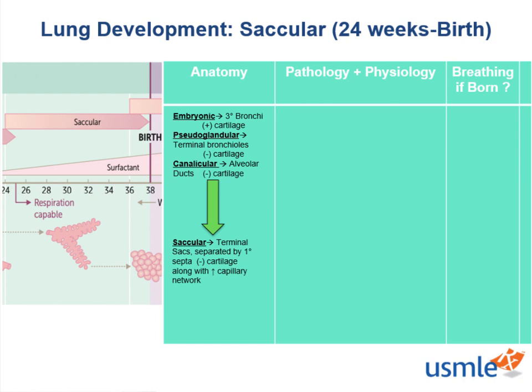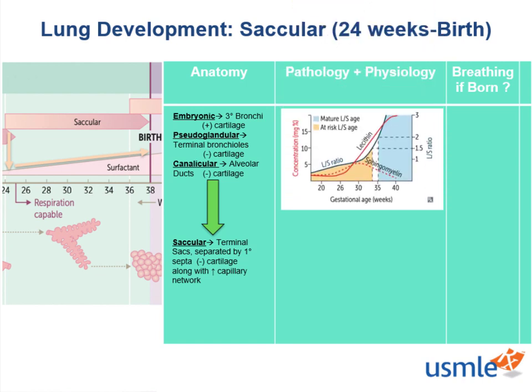Moreover, the capillary network for gas exchange is expanding. Looking at the image on the left, this stage starts with an S because sacs are formed and because surfactant production increases dramatically. This sets up the pathology associated with this stage of development, deficiency of surfactant.